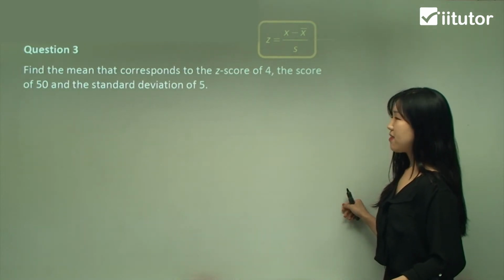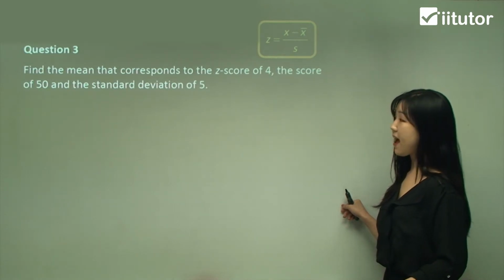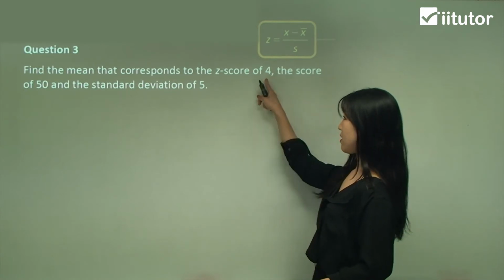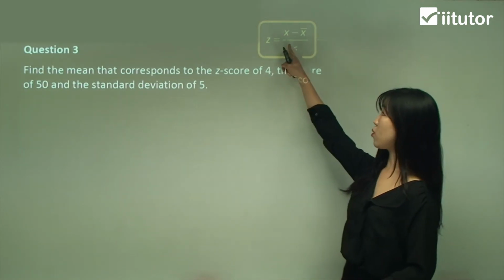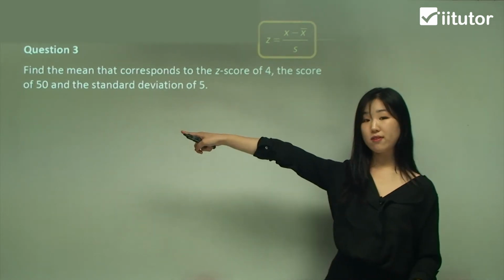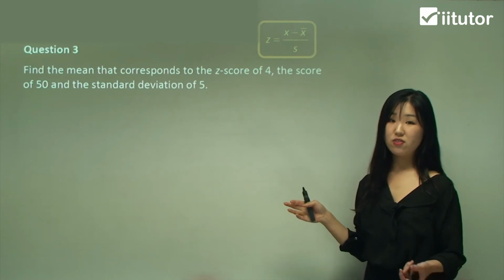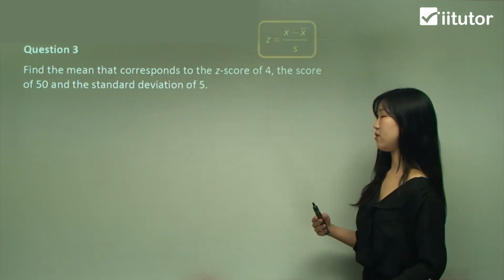Question 3, find the mean that corresponds to the z-score of 4, the score of 50 and the standard deviation of 5. So this time they give us what the z-score is. They also give us the score, which is 50. Score will just be x. And they also give us standard deviation, which is 5, which is s. Now they don't give us the mean, and that's what we want to find, isn't it? Because it says find the mean that corresponds.